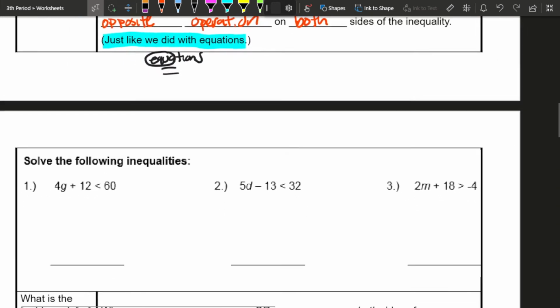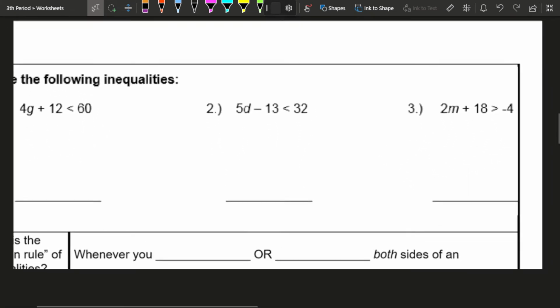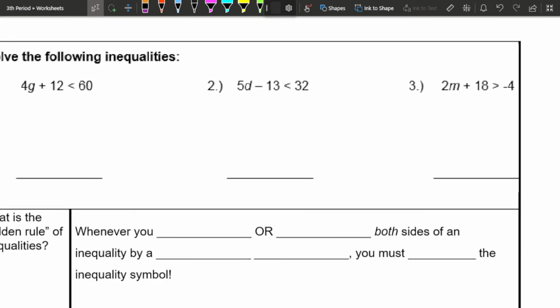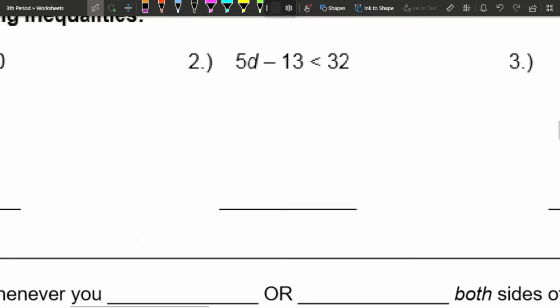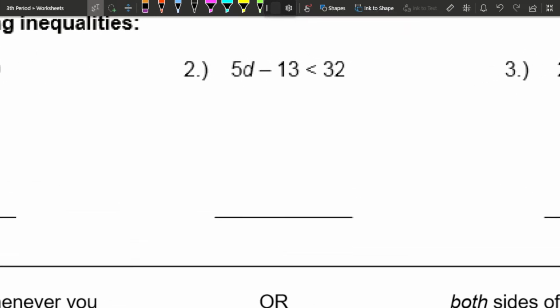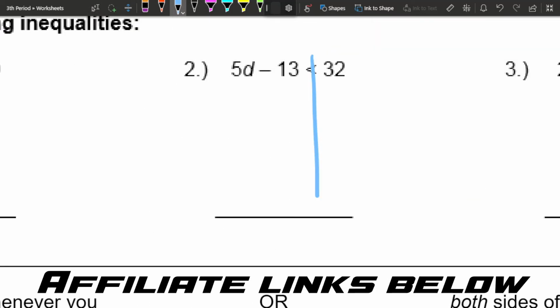Okay. Solve the following inequalities. I'm going to do one with you. Pick one. I don't care which one you pick. 1, 2, or 3. Let's do number 2. So for number 2, and all of this, we're going to do what we did before. We're going to make my line right here. We're going to identify the friend and the family.